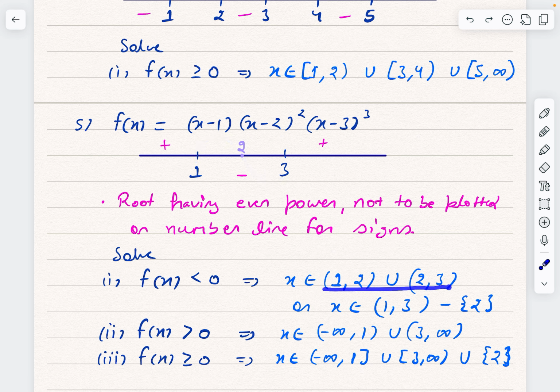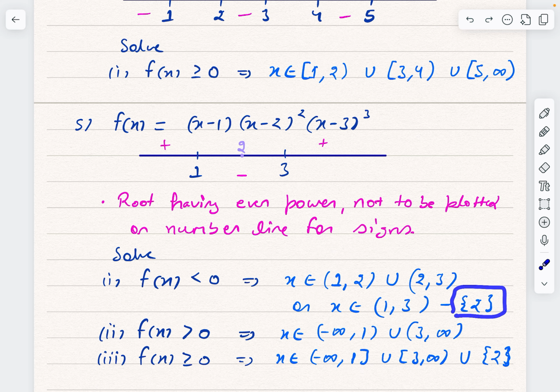This we can write in this way also. X belongs to 1 to 3, but we have to exclude 2. Now how do we exclude a single number? We say minus. Minus is for exclusion. 2 we write inside curly braces. What are these curly braces for? This will represent a set.